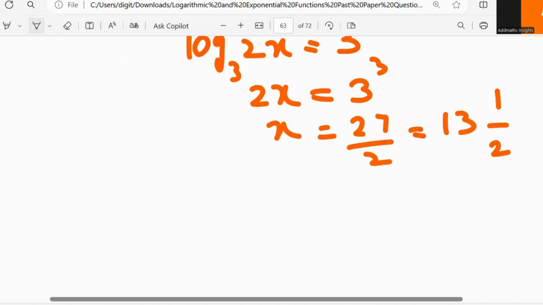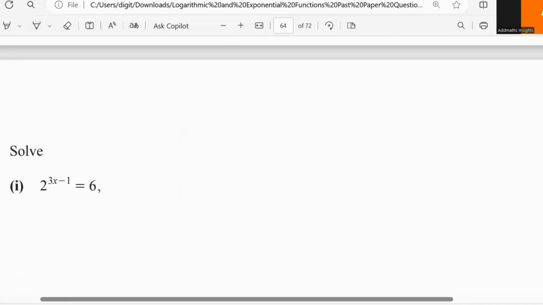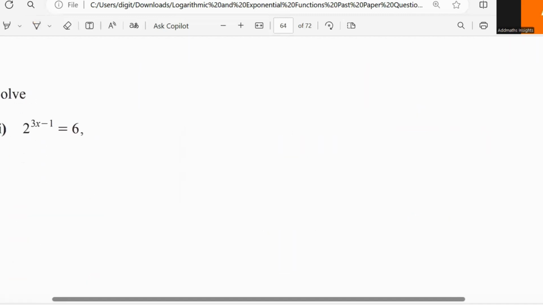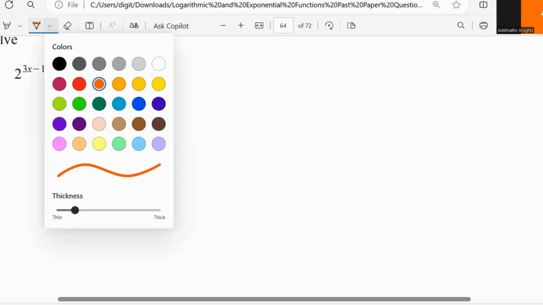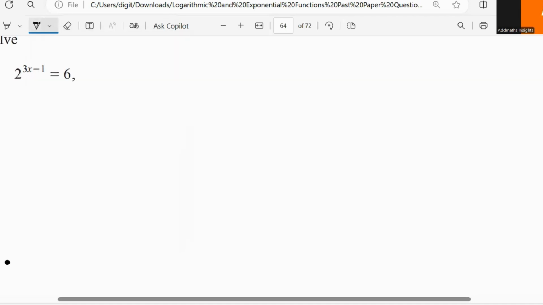Next question is solve 2 raised to the power 3x minus 1 equals to 6. Again, here you cannot make the basis same. So when you cannot make the basis same, then we apply logarithm on both sides. So you will apply logarithm.